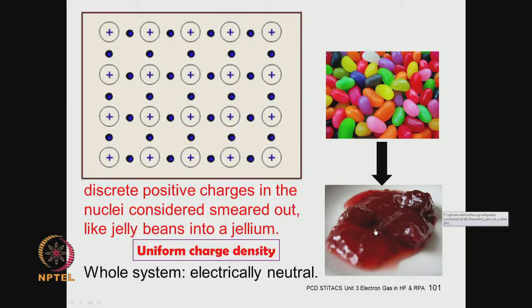So, this is a uniform charge density. We do not consider discrete charges at discrete locations in the lattice, but charges which are smeared out in a uniform charge density. The whole system, however, is electrically neutral.